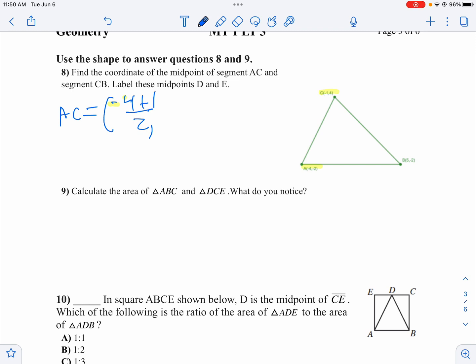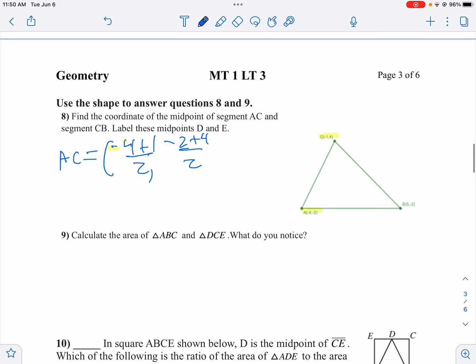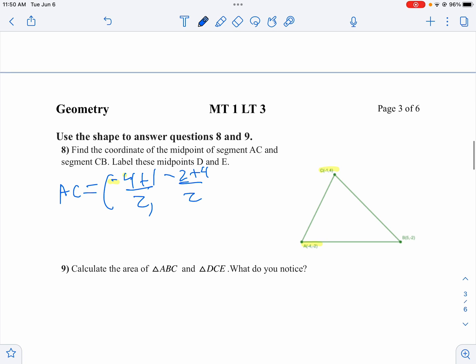And then I'll do the same thing. I'll go -2 plus 4 over 2. Simplify that a little bit. -4 plus 1 is -3 over 2. And -2 plus 4 is 2 over 2, which is going to be -3 halves and 1. We're going to label that point D. So D is at -3 halves and 1.